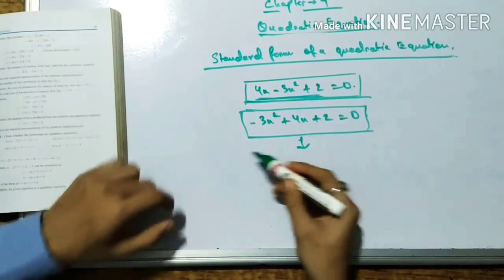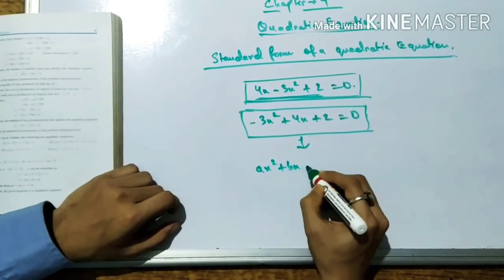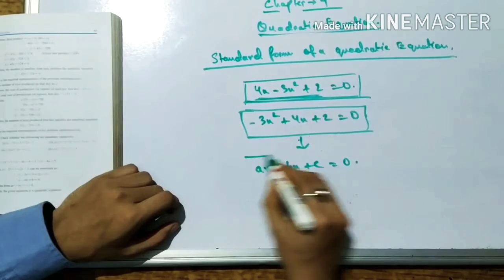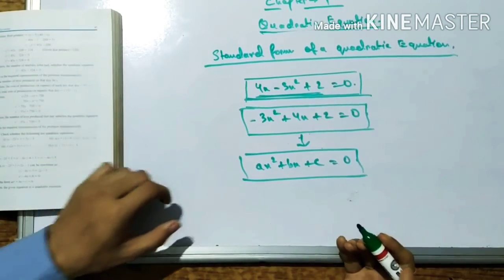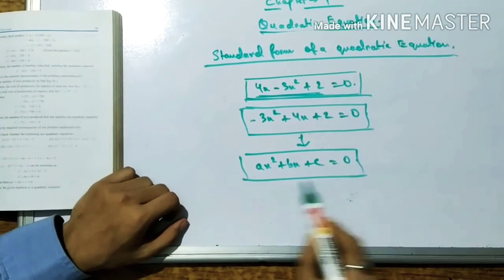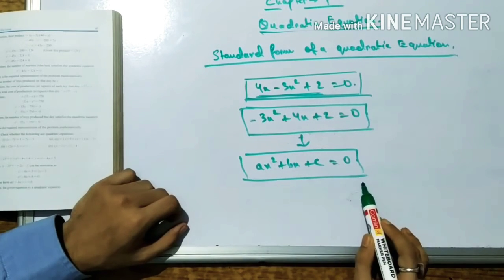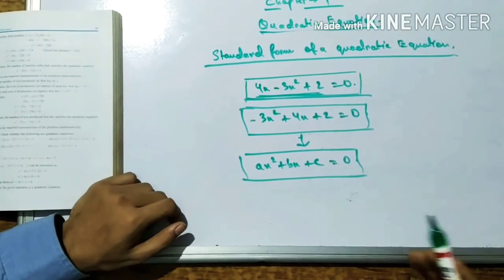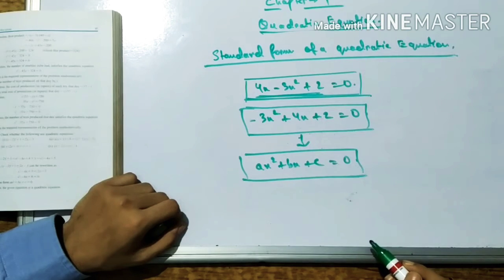Whenever I write a quadratic equation in the form of ax square plus bx plus c is equal to 0, then I can say that the quadratic equation is in standard form. Understand?